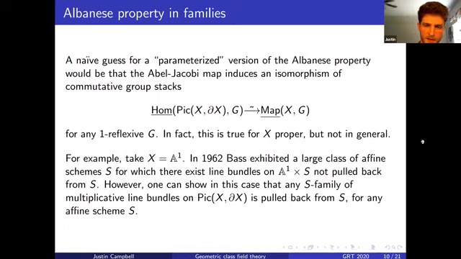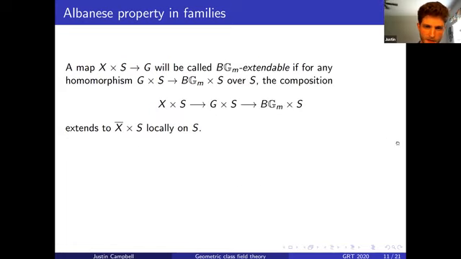So we need to somehow cut this down to something manageable. And this is where, as far as I know, this is an original definition, but we do it in the most naive universal way. If I have a map from X times my test scheme S into G, so it's a family of maps from X into G, I'll call it BGM extendable if for any homomorphism from G to BGM over S, an S family of homomorphisms, the composition gives me a line bundle on X times S, and I require that it extends to the projective closure, at least locally on S.